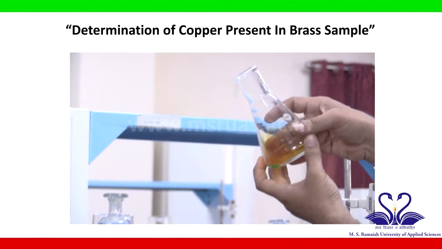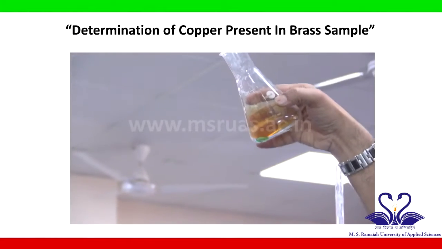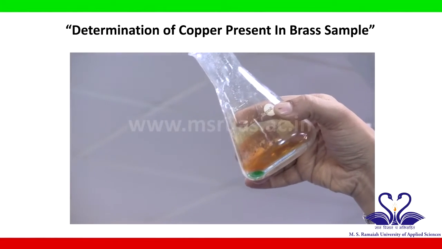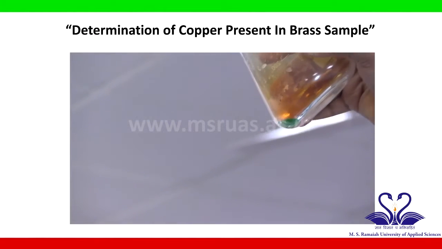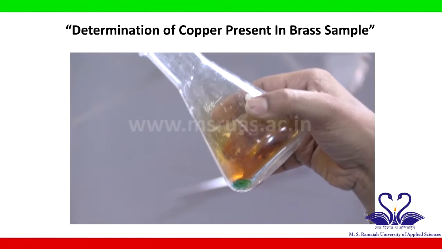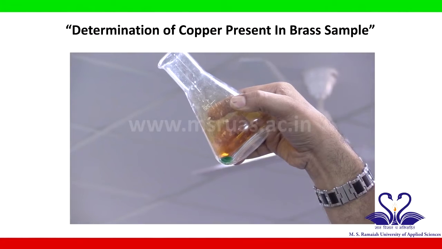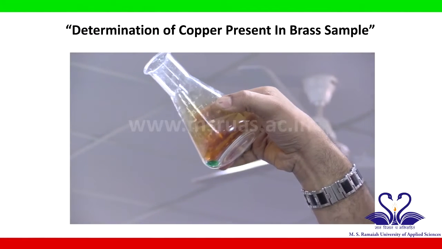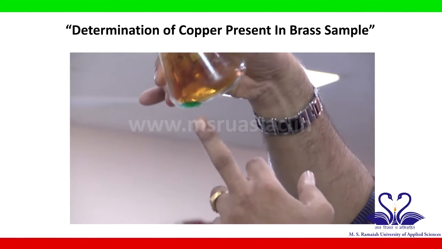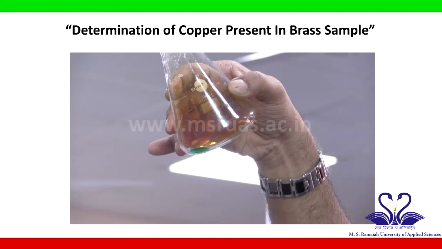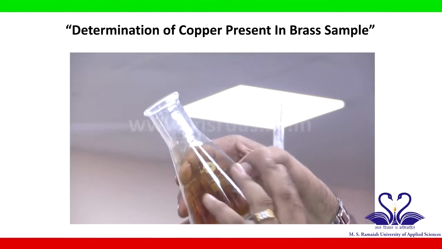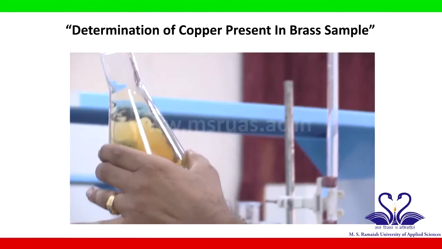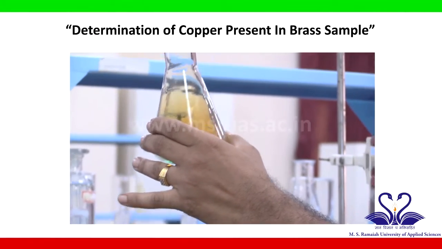See that the brown fumes are coming out. The brown fumes are oxides of nitrogen we are expelling, and the brass piece is slowly dissolving in the nitric acid solution. You can see there is no effervescence now. It has been completely dissolved. Brown fumes are there, these are oxides of nitrogen. We have to destroy the oxides of nitrogen.